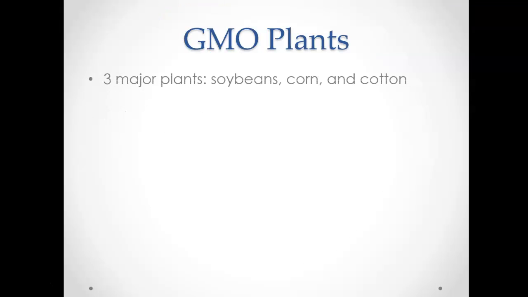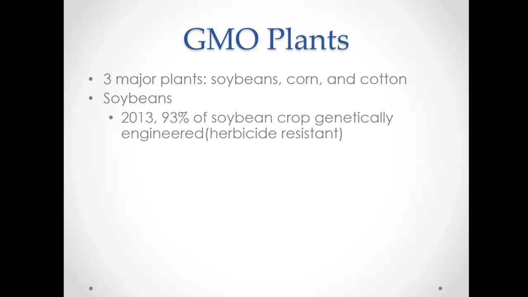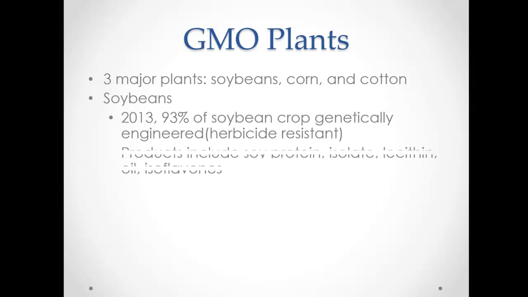Okay. So the three major crops that we engineer here in the United States are soy, cotton, and corn. Soybeans, and again, my statistics are a little out of date, so forgive me. This was as of 2013. 93% of soybean crops are genetically engineered, and they're being engineered for herbicide resistance.